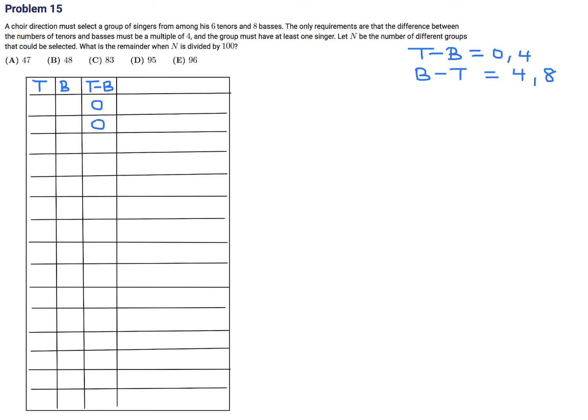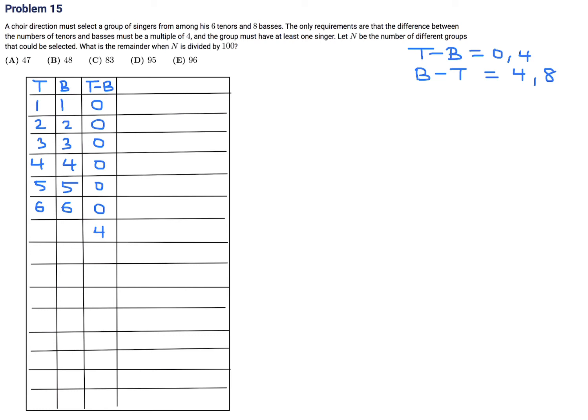Okay, so let's figure this out. So t minus b, 0. We can get 1 and 1, 2 and 2, and so on, right? 3 and 3, 4 and 4, 5 and 5, and 6 and 6. And then after that, we can't do any more because there's only 6 tenors. Okay? Now let's get t minus b equals 4.